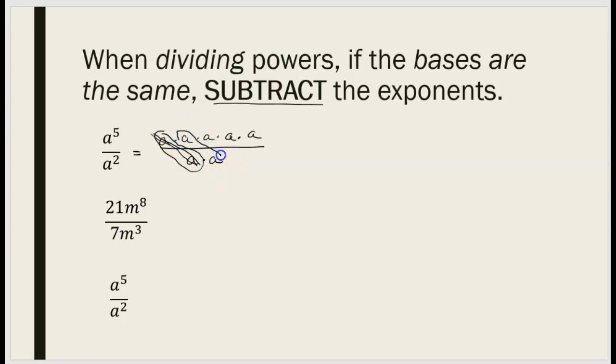Same as the next set. So I can say this a and this a simplify out of that fraction. So what am I left with? I'm left with an a being multiplied together 3 times, which is a to the third power, okay?